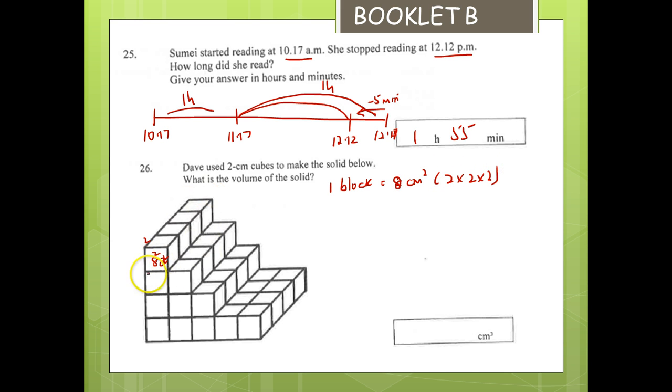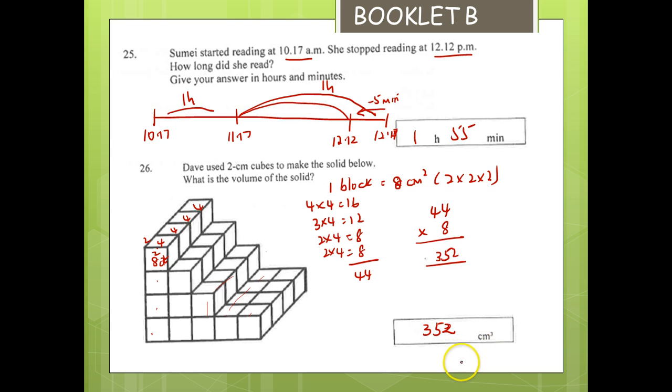So now I look at the last row. I have 1, 2, 3, 4. 4 times 4. This one is 4, 4, 4, 4. So 4 times 4 is 16. This row I have 3 times 4, which is 12. This row I have 2 times 4, 8. This row I have 2 times 4, which is 8. So a total of 44. So I take 44 times 8. Each block is 8 cm cube. I will get 352.